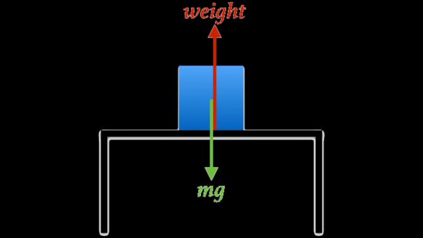The acceleration due to gravity is maximum at the poles. Therefore, the weight of an object is maximum at the poles. The acceleration due to gravity is minimum at the equator. Therefore, the weight of an object at the equator is minimum. The weight is represented by W, and its formula is W is equal to mg.